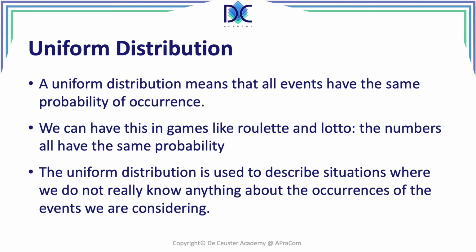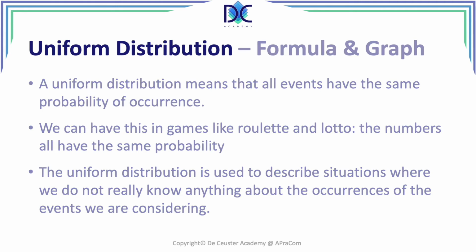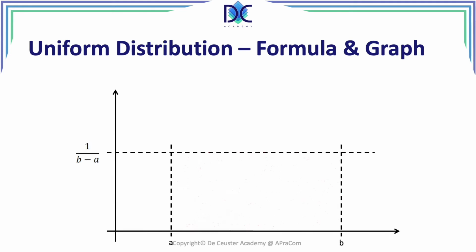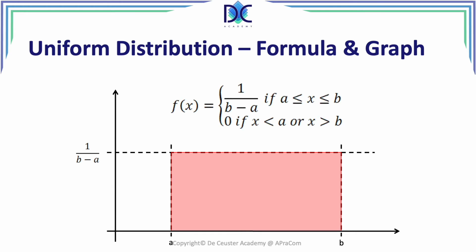We can use it to do some calculations, and of course we just have to define how it looks, what is the formula of the uniform distribution. When we have the uniform distribution, basically we have here in an x and y graph the distribution, and we can say that the value of f of x is 1 divided by b minus a for x between a and b. But when x is smaller than a or x is larger than b, then the probability is 0.